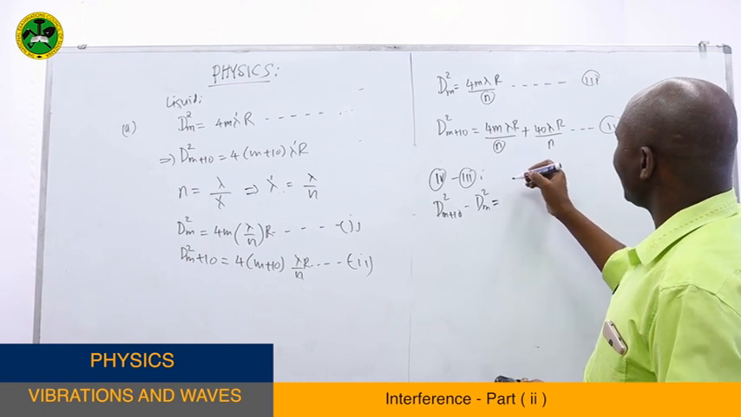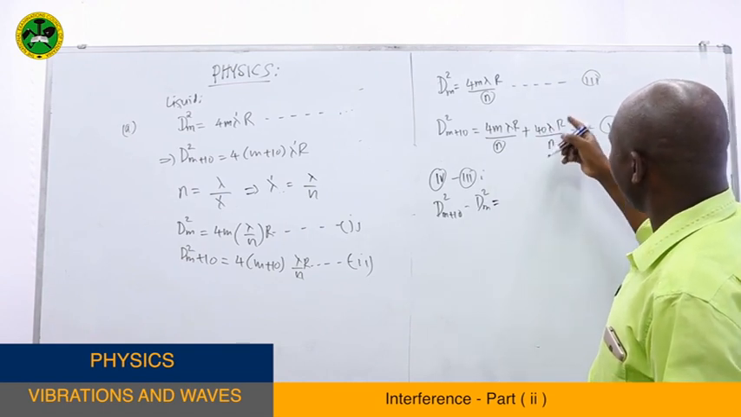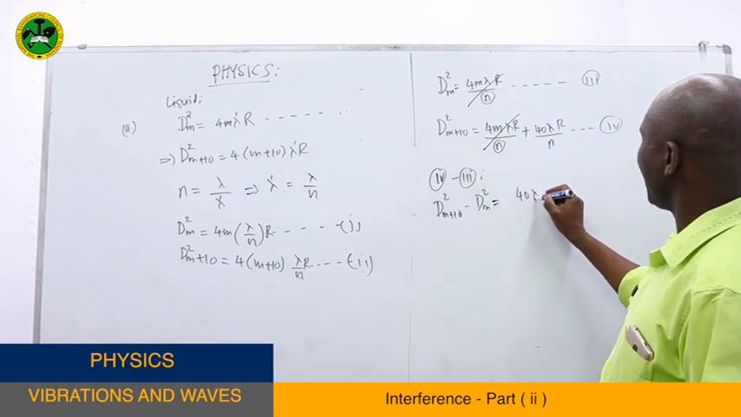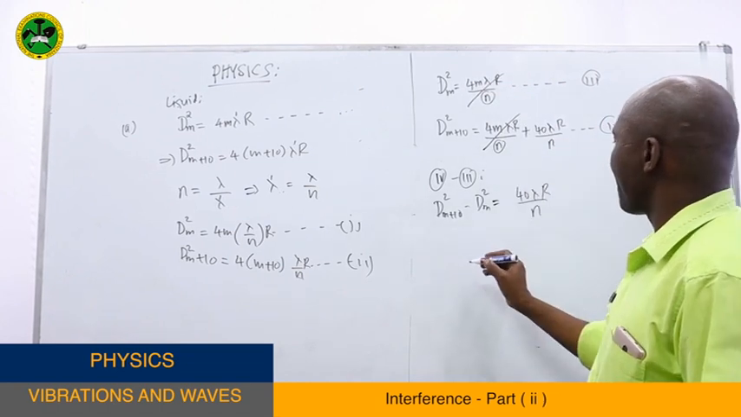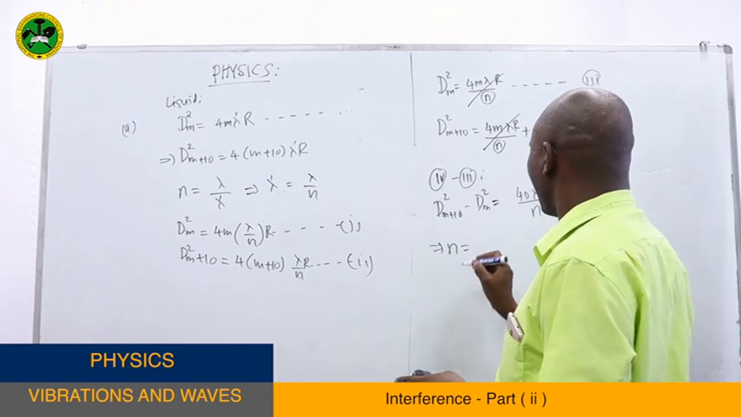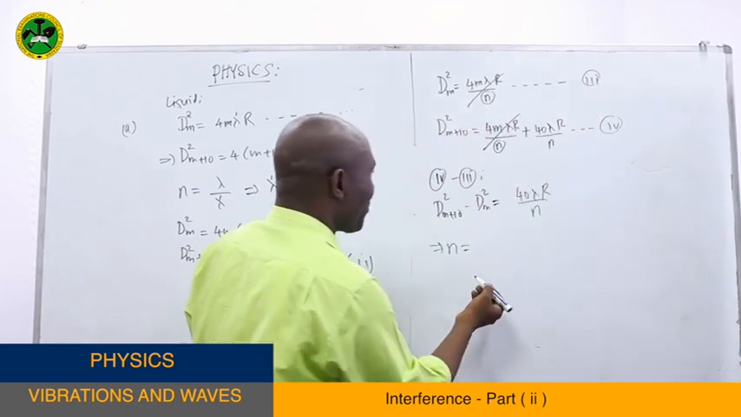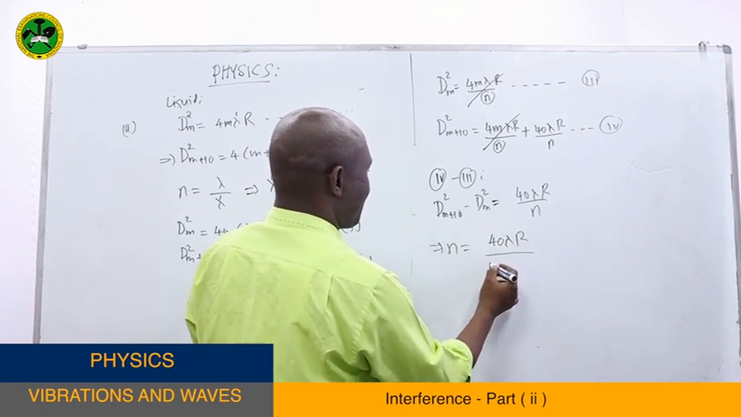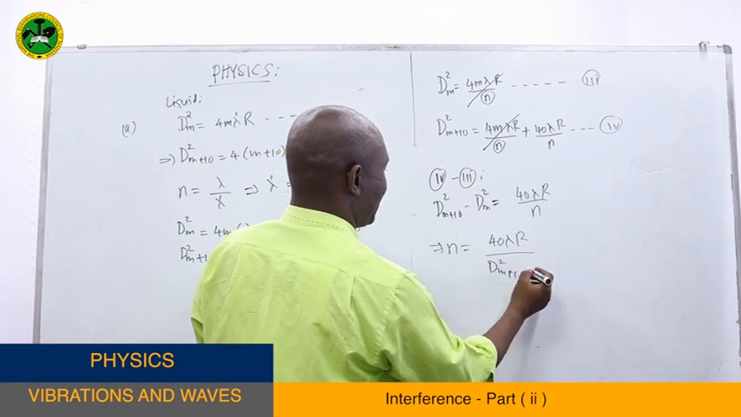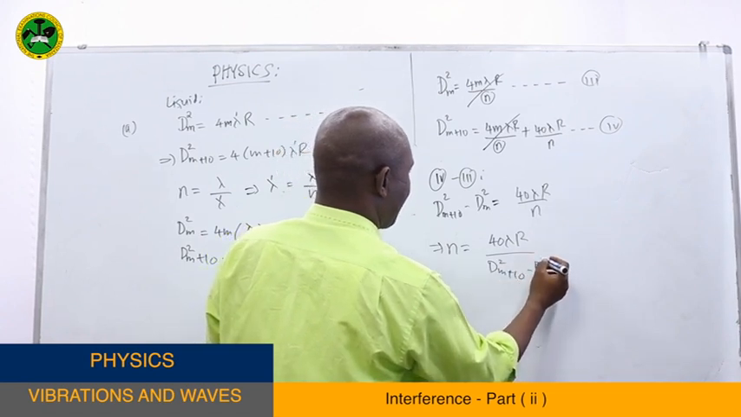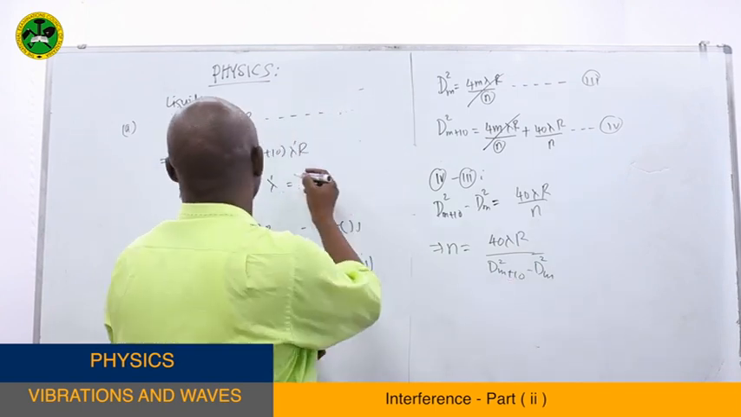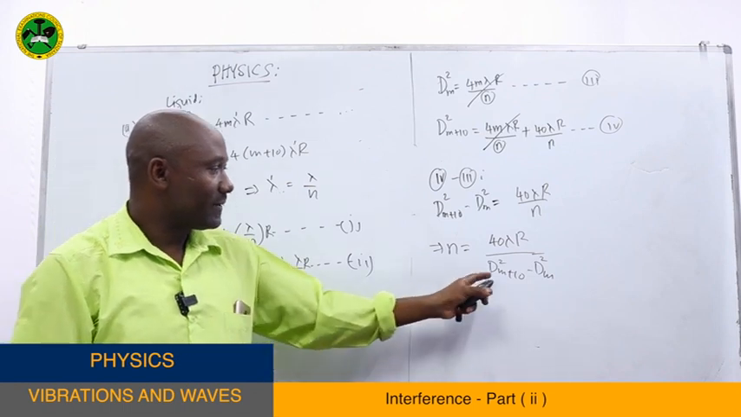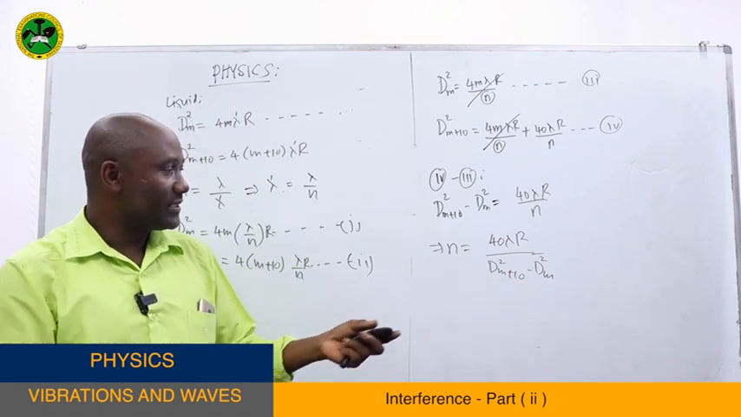If you find equation 4 minus equation 3, this will cancel out, and we are left with 40 lambda r over n. If you make n the subject, you find that n equals 40 lambda r over dm plus 10 squared minus dm squared. Now these are the values that we know when the liquid was placed between the surfaces.